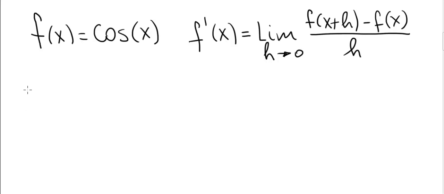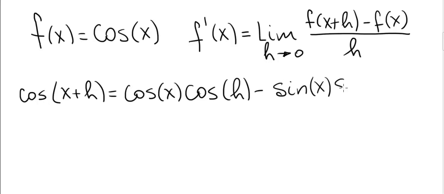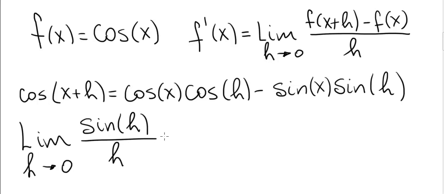We'll use the following three preliminary results. The first one, a trig identity: cosine of x plus h is equal to cosine of x times cosine of h, minus sine of x times the sine of h. The second result: the limit as h approaches 0 of sine of h divided by h is equal to 1.